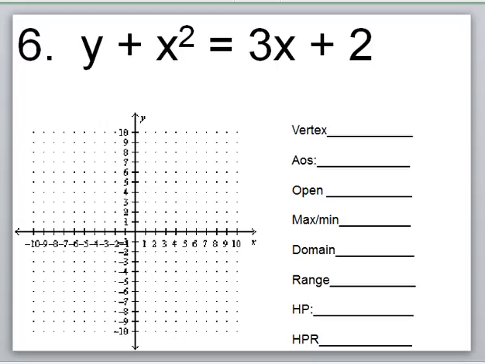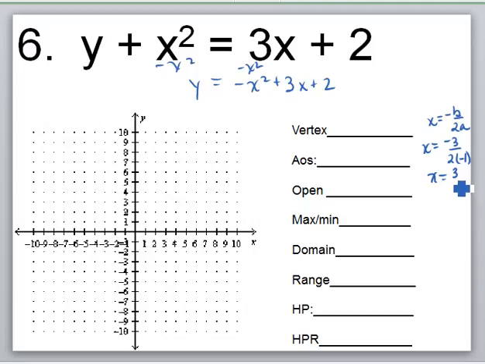Okay, on this problem I do not have it in y equals form, so I'll have to move the x squared over by subtracting x squared. Y equals negative x squared plus 3x plus 2. My vertex, or my axis of symmetry, is negative b all over 2a. So I get x is equal to negative 3 all over 2 times, that'd be a negative 1. So my x is equal to 3 over 2, and negative over negative is positive. So I get a 3 halves.